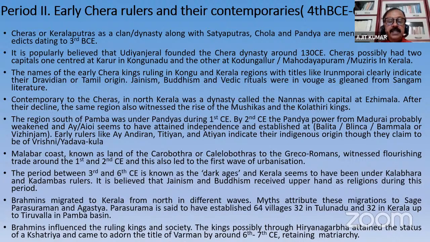It is believed that Jainism and Buddhism gained the upper hand as religions during this period. Brahmins migrated into Kerala from the north in different waves. Myths attribute these migrations to Parasurama and Agastya.